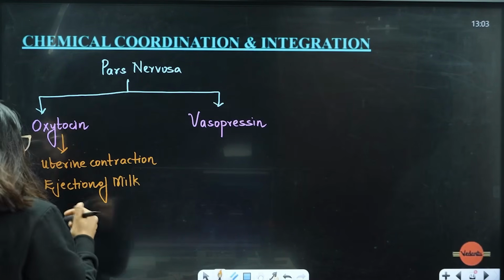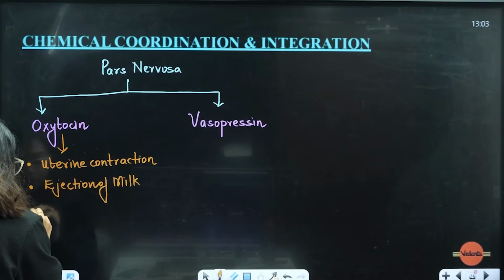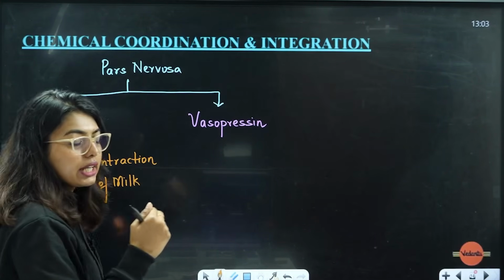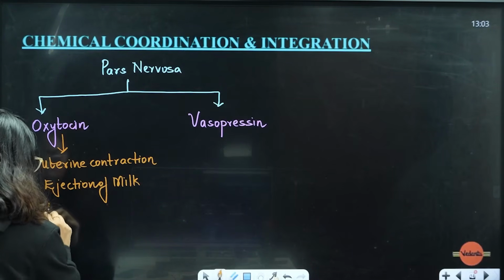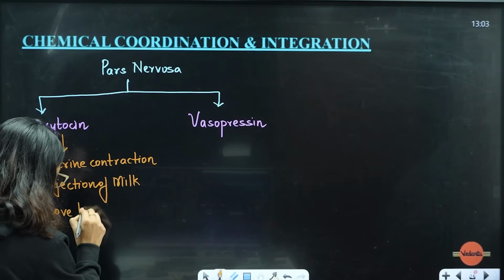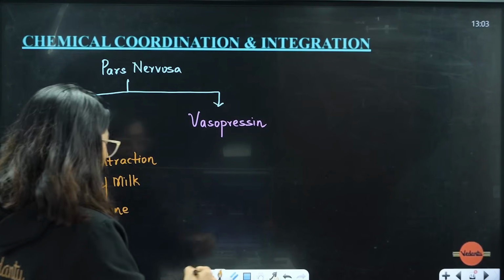And also students, oxytocin is also considered as a love hormone. That means when a person is hugging or cuddling, the person will feel happiness, that also. So oxytocin is also called as a love hormone.